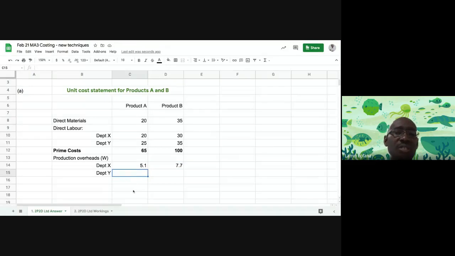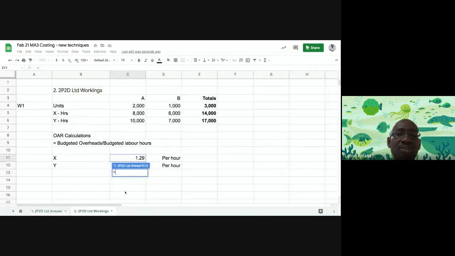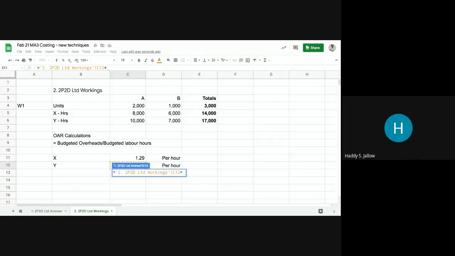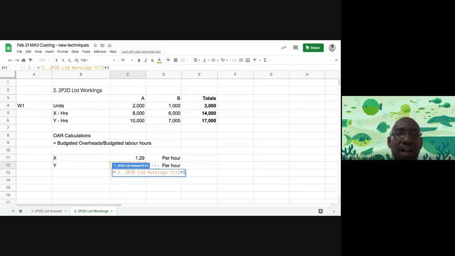Okay, so we do the same thing in department Y. So department Y, okay, can someone give us the formula? We say equals, we come and click here. The OAR is in what? C12. So we click on C12, multiply by what? What's the unit for this? 5. Excellent.